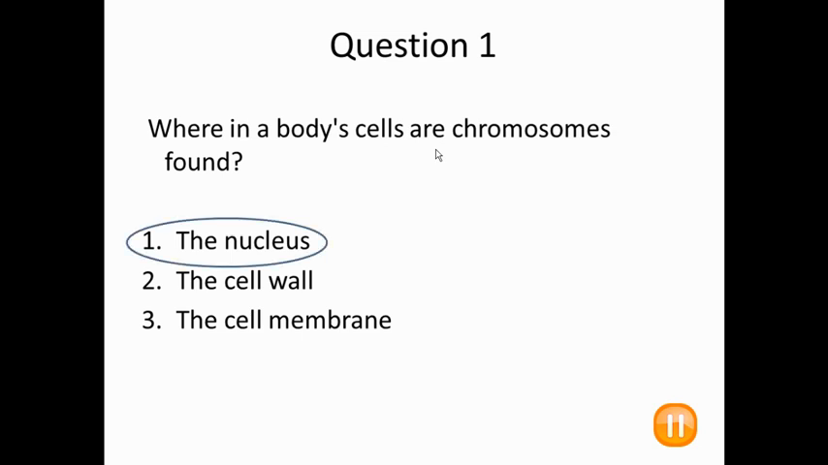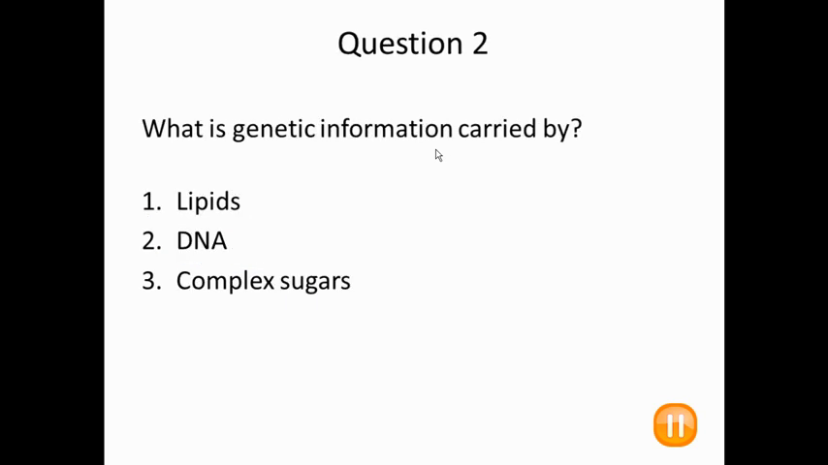The answer is the nucleus. So this is in the diagrams you probably see most of the time. It's the sort of darker dot of cells, and that's where all your chromosomes are found inside your cells. The cell wall is a protective layer on plant cells only, and the cell membrane allows things in and out of the cells, so it's nothing to do with chromosomes at all.